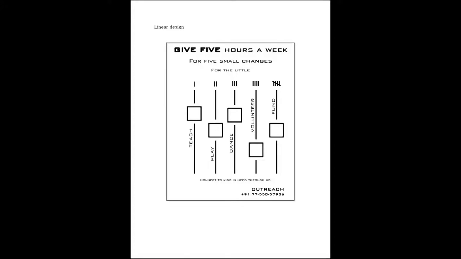Okay, so this is another solution for the same problem where I have used the linear design. So again, at the top, you have the title, and it also says 5 hours a week. So it is pretty clear right from the top. And they're just simple lines. They look just like printing. You print from left to right. This is from top to bottom. And even the numbers that I've written, there's 1, 2, 3, 4, and 5, five different things that the elderly can do for the kids. So even the numbers are in Roman format. They're not the usual 1, 2 that you use.